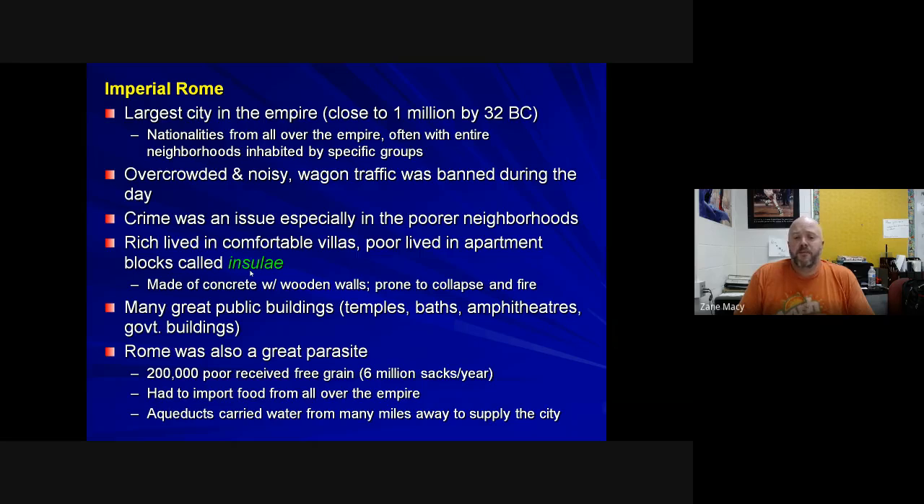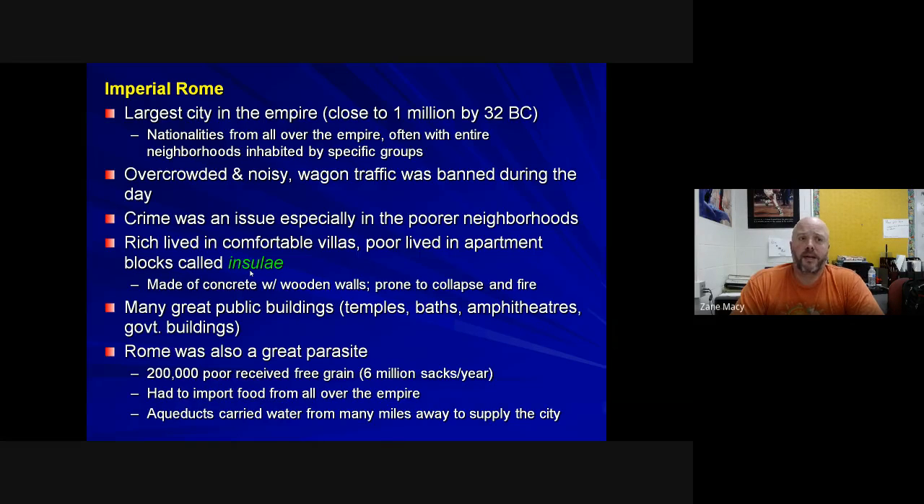Those apartment buildings tended to be made of concrete with wooden walls, poorly constructed, quickly constructed. They might be 3-4 stories high, and of course, with poor interior bracing, it wouldn't be any different than slums in more modern times. The buildings get created hastily, corners get cut in terms of construction, and then especially as they start building levels on top of each other, the weight of the structure, if you don't have a good internal support structure, it was easy to have collapses, cave-ins.